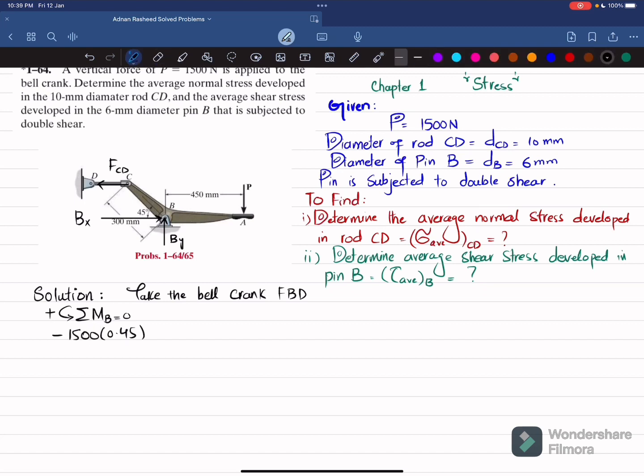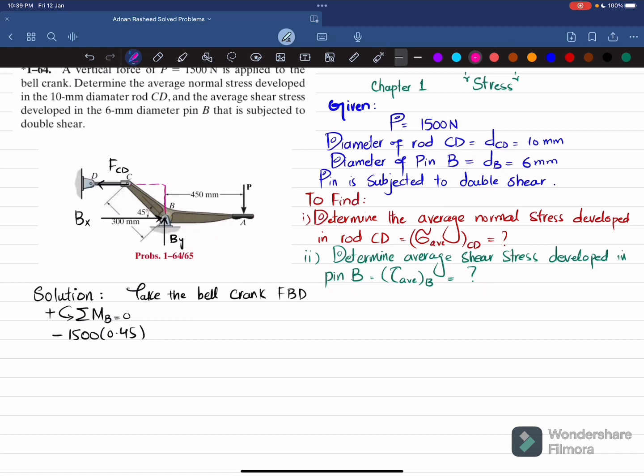So 1500 into 0.45. And you can see that this FCD is producing counterclockwise movement, because the perpendicular distance is this one, and this is the force. About point B, it is producing counterclockwise movement, so it will be positive. So how will we get this vertical distance?